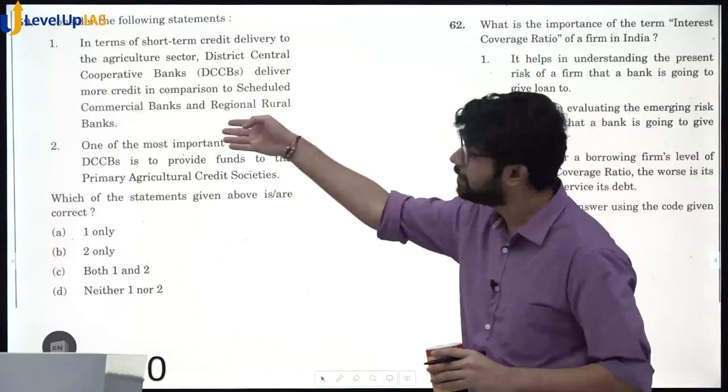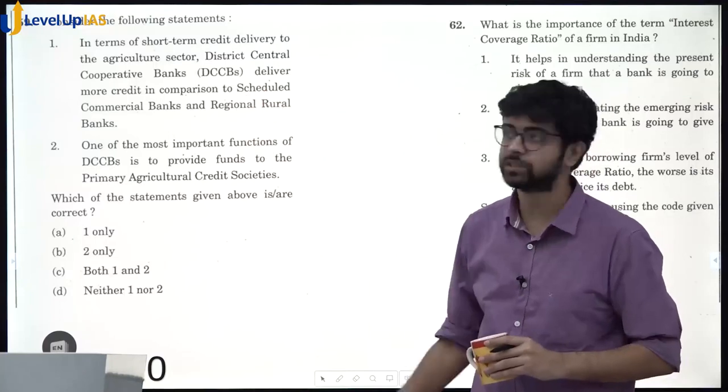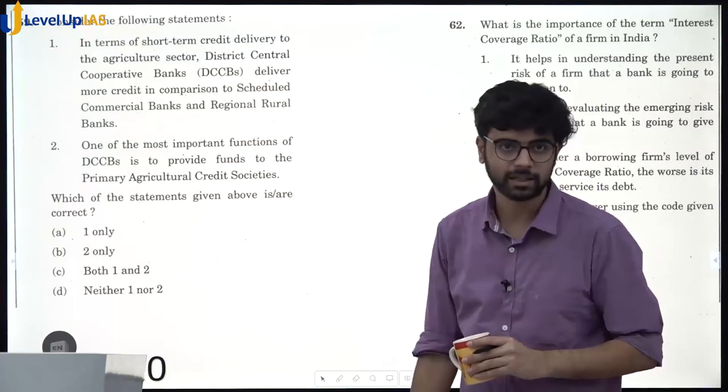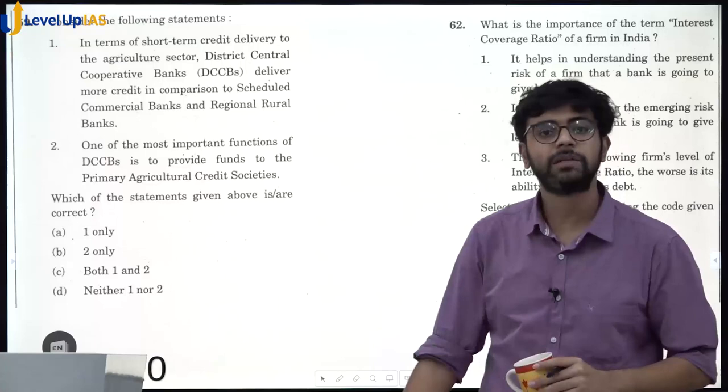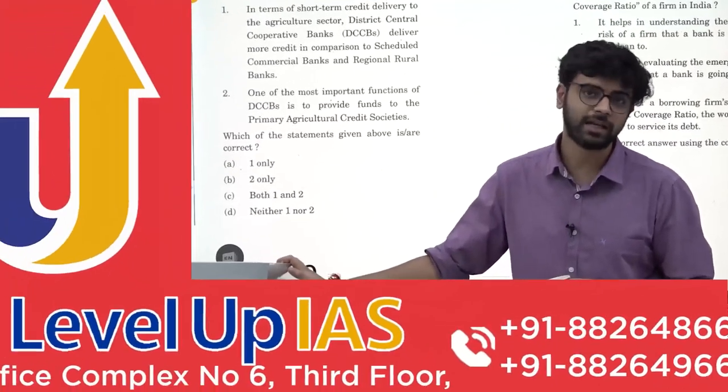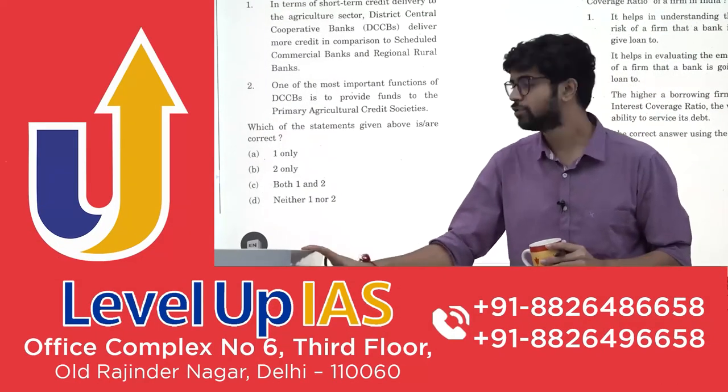And plus RRB bhi diya hai. So both se zyada DCCB kaise ho sakta hai? This is the district central cooperative bank. Theek hai? I told you, scheduled commercial banks has the highest ratio of agricultural credit in the country. Theek hai? So one is not true.